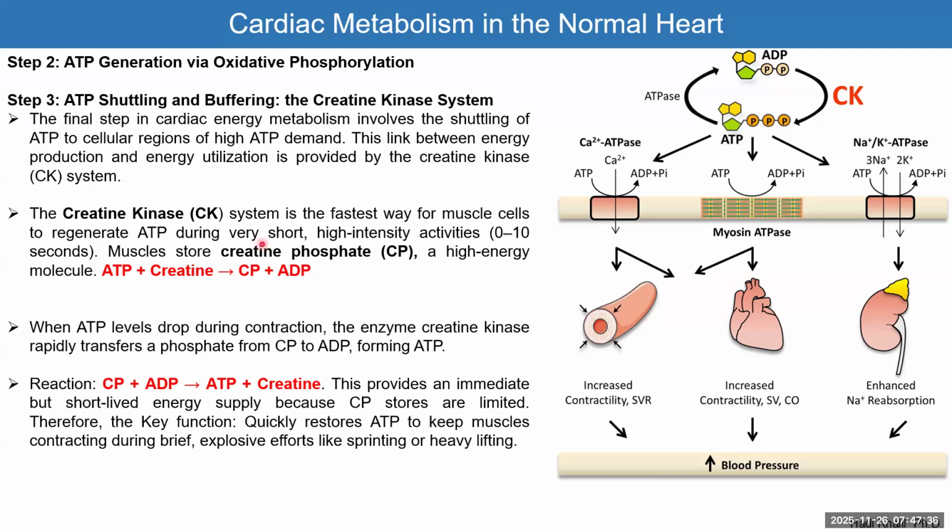Since creatine kinase is in the vicinity of these cardiomyocytes, whenever they need energy, it will quickly utilize the phosphate group. When ATP levels drop during contraction, the enzyme creatine kinase rapidly transfers the phosphate from creatine phosphate back to ADP. It will automatically take this phosphate group and bring it back to the ADP, so you regenerate the ATP.